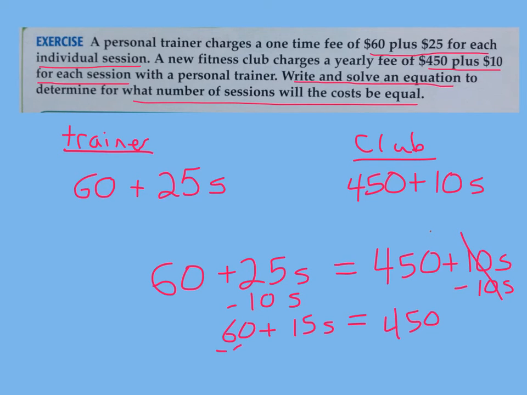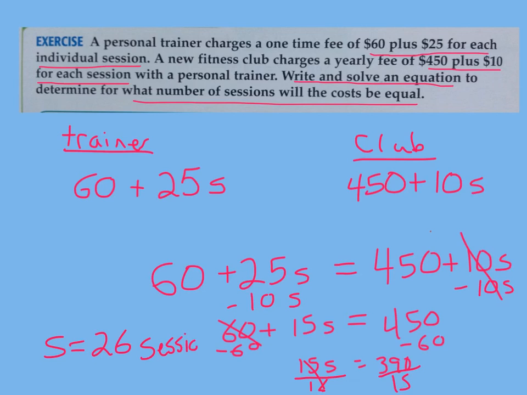Now I want to get rid of what's not attached to the variable. I'm going to run out of space soon here. And when I do that, that cancels out. I'm left with 15s equals 390. And now I divide both sides by 15. And once I do that, I get s equals 26. And it would say how many sessions is the answer, what I'm looking for. So I want to label it sessions. So it would be 26 sessions that you would have to go to in order to have the trainer and the club amount be equal.